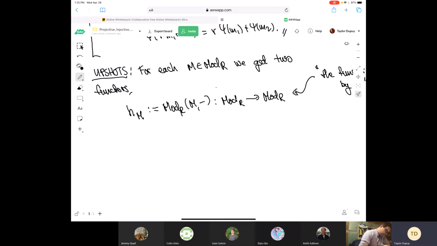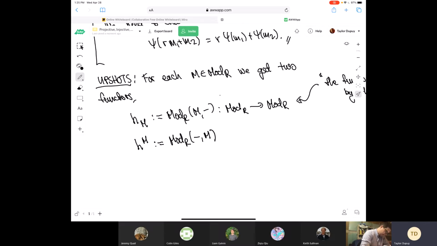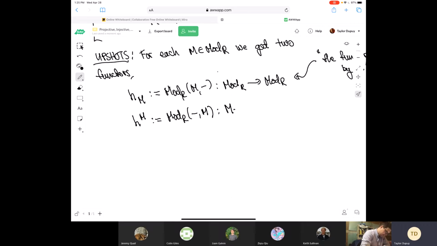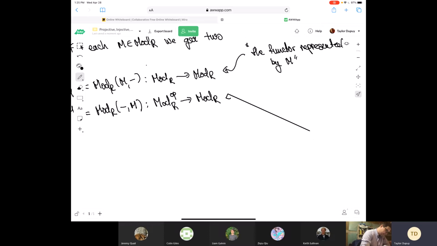And we get another functor, H superscript M. This is mod R, and then we have blank M here. This is a functor from the opposite category. I'm writing all my functors so that they're covariant, from the opposite category of R modules to the category of R modules. And so this is the functor co-represented by M.